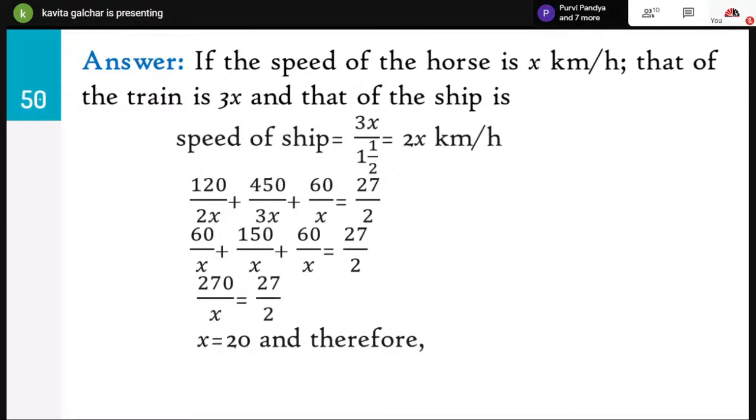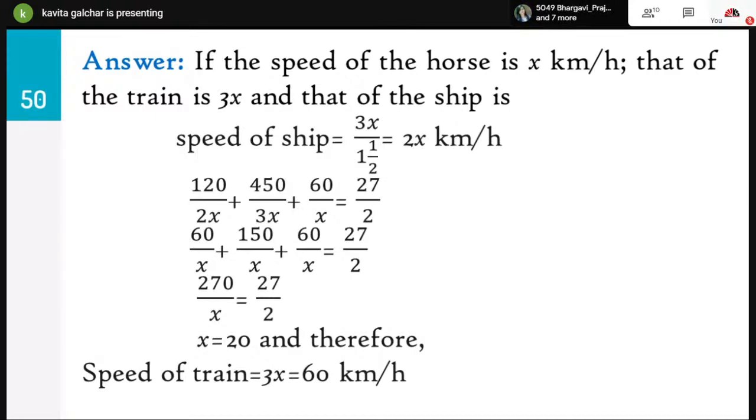By solving this, you will get the value of x. But see here what they are asking for. They don't want the value of x, because x here is the speed of the horse. They want the speed of the train, which is not x. The speed of train is 3x. Therefore, you need to multiply the 20 by 3 and you will get the speed of train, that is 60 km per hour. So your answer is 60 km per hour.